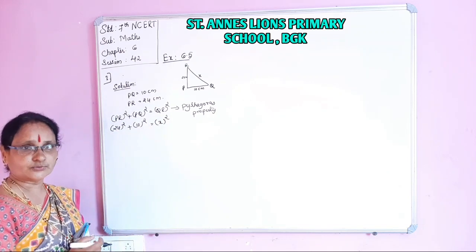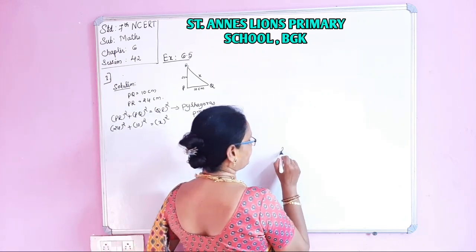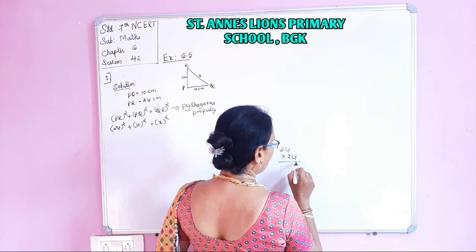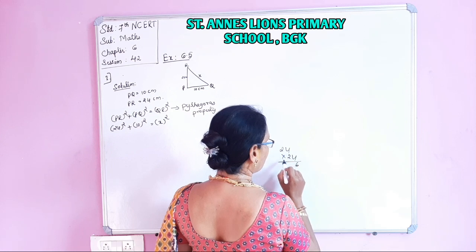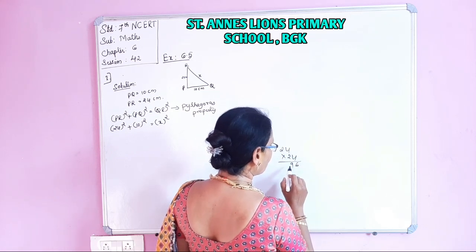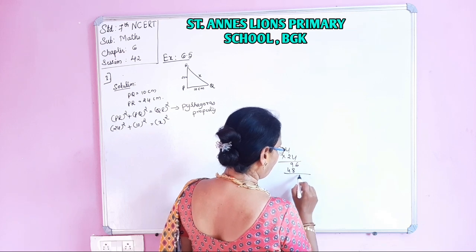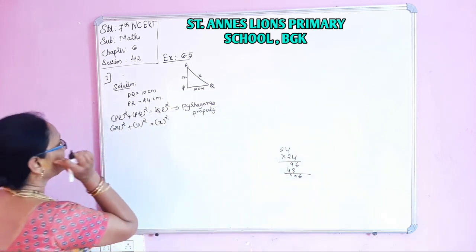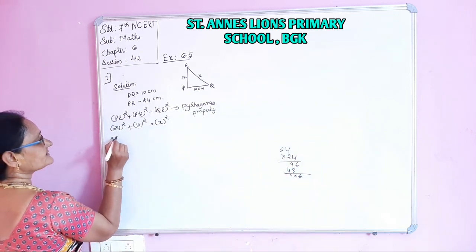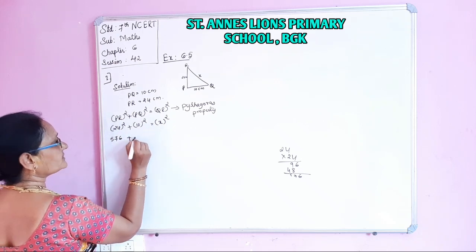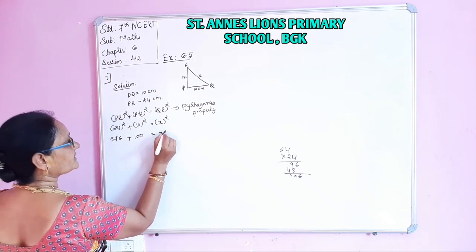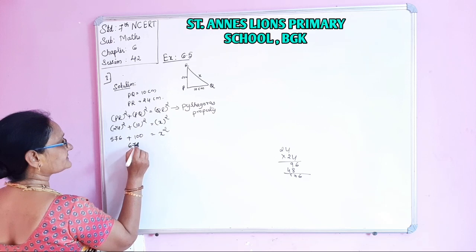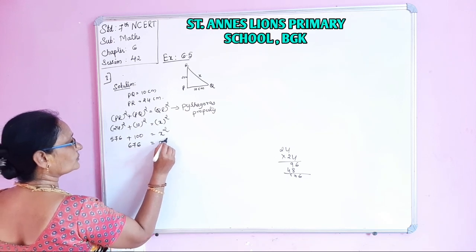24 into 24 you have to do. 4 4s are 16. Carrying 1, 4 2s are 8 plus 1, 9. 24 2s are 48. That is 576. Here 24 square is 576 plus 10 square, that is 100, is equal to x square. So 576 plus 100 is 676, which is equal to x square.